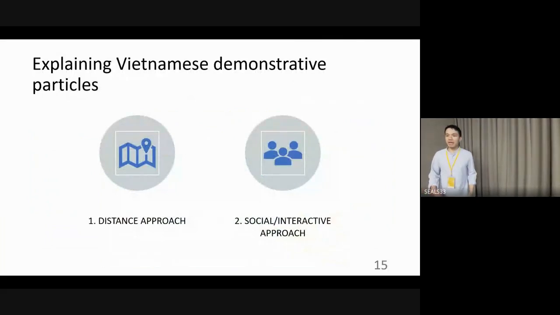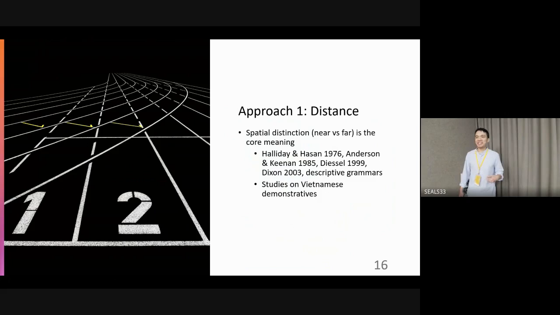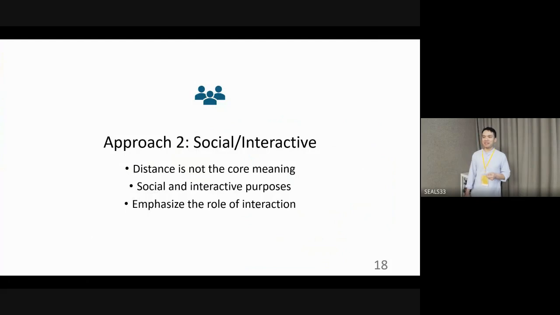So when we try to explain these demonstratives, there are potentially two ways to explain. The first one is the distance approach, and the second one is the social interactive approach. The first one is more familiar. Spatial distinction is said to be the driving force for demonstrative choice. We have seen this in a lot of classic studies on demonstratives, and even in grammars, and especially in studies on Vietnamese demonstratives.